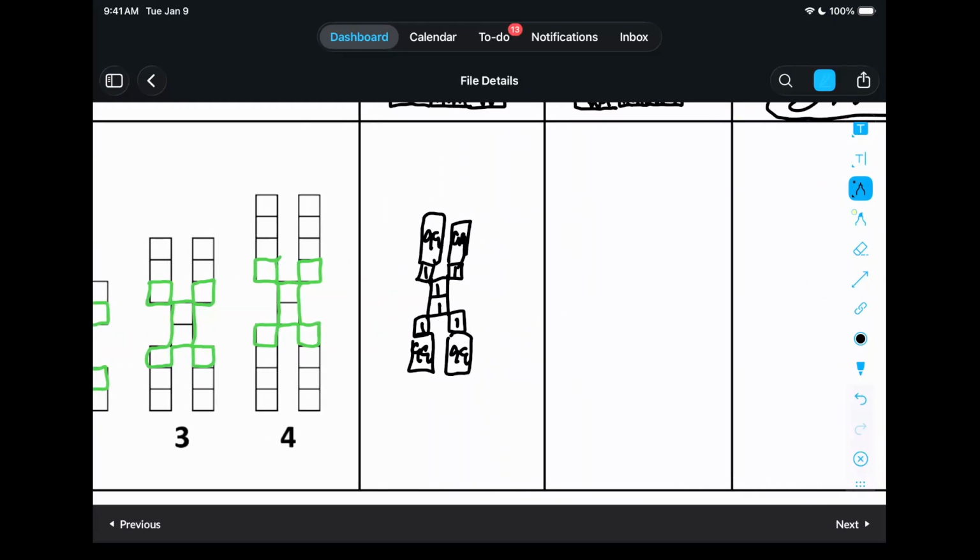Going off of this, using the same visual, our nth figure, if we keep these 6 blocks and our 4 branches, then each branch would be 1 less than the figure number. So n minus 1.